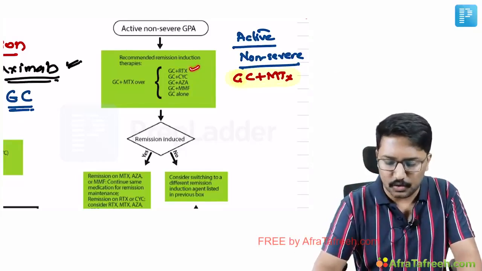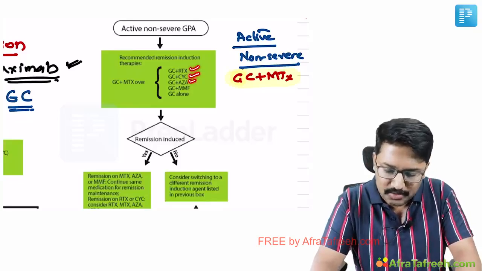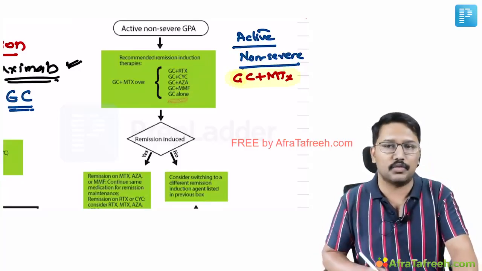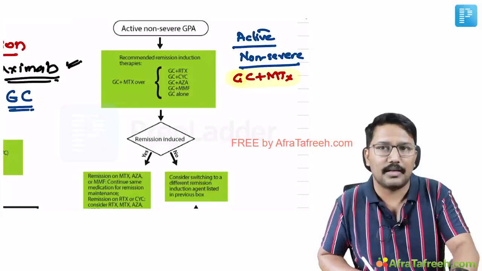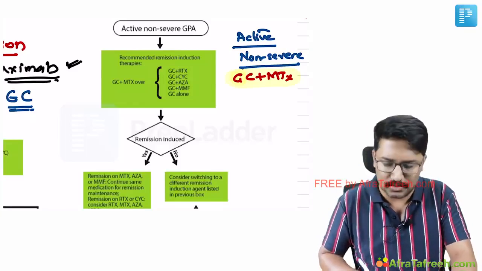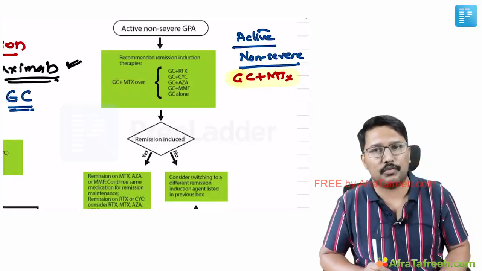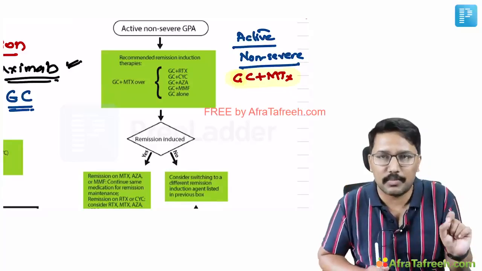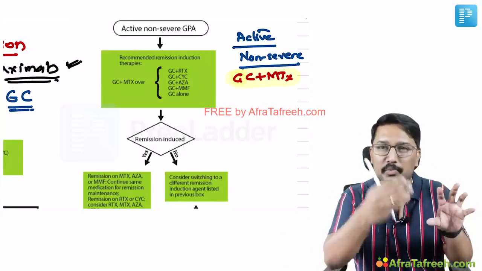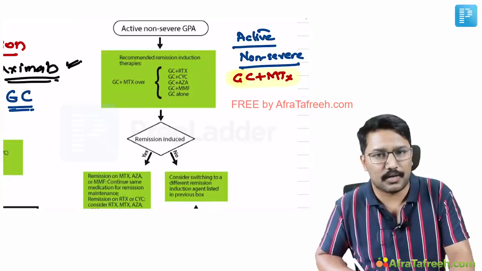As the list mentions, glucocorticoids plus rituximab, glucocorticoids plus cyclophosphamide, glucocorticoids plus azathioprine, glucocorticoids plus mycophenolate mofetil, or even glucocorticoid alone can be used for induction of remission, right? In case of active non-severe GPA, the preferred agent is glucocorticoids plus methotrexate, right? So we have learned these two important MCQ points: active severe GPA, rituximab plus or minus GC; active non-severe GPA, GC plus MTX.